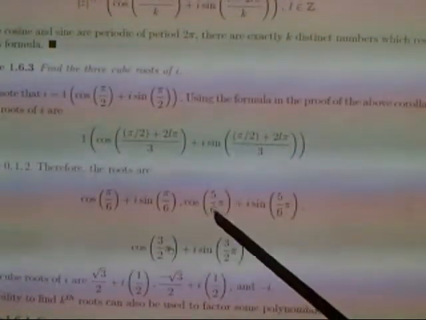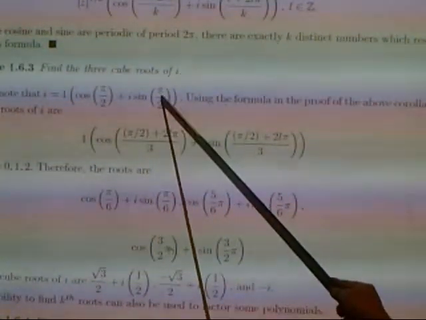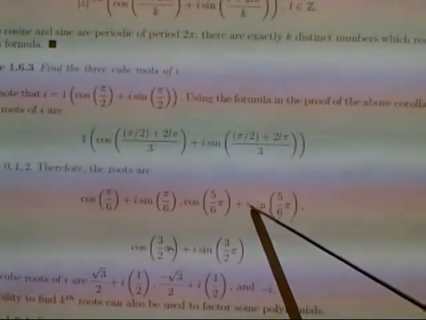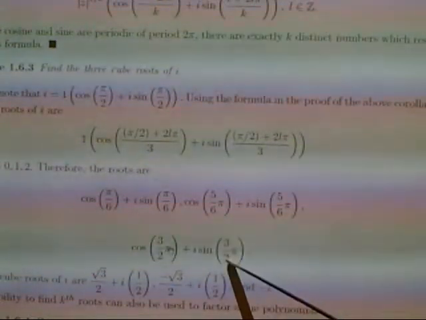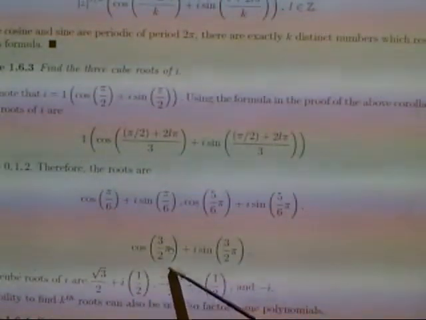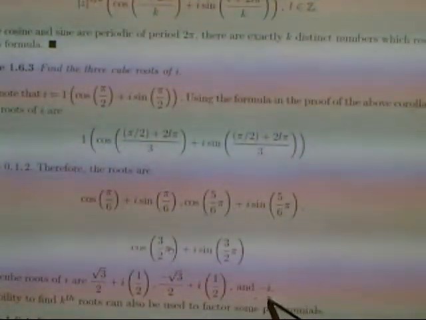Solve this problem. Find the cube root of i, which equals 1 multiplied by cos pi by 2 plus i sin pi by 2. So we can write cos of pi by 2 plus 2l pi by 3, i sin of pi by 2 plus 2l pi by 3. And therefore cos pi by 6 plus i sin pi by 6, and so on, then cos 3 by 2 pi plus i sin 3 by 2 pi. So then root 3 by 2 plus i multiplied by half, then minus root 3 by 2 plus i half. Those are the cube roots, and also minus i.